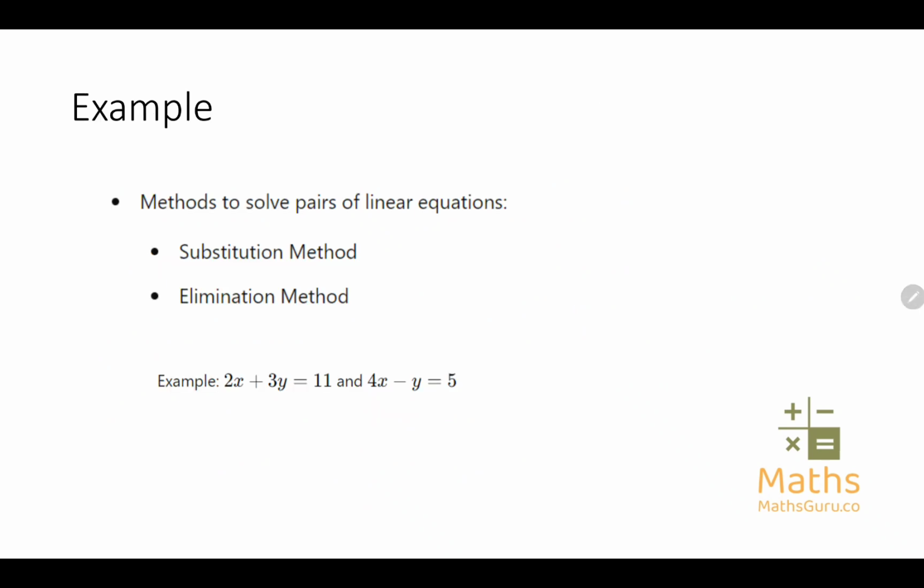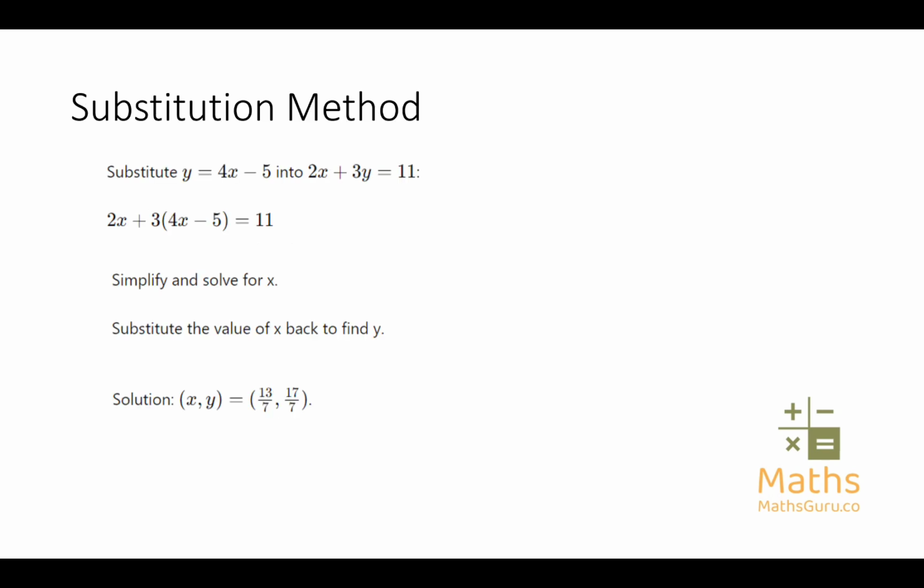To solve this pair, as we discussed earlier, we can plot the lines and try to find a solution, or there are other ways to find the solution. There are two methods: the substitution method and the elimination method. Let's take the example of 2x plus 3y equals 11 and 4x minus y equals 5, and find the solution with both methods. Let's first start with the substitution method.